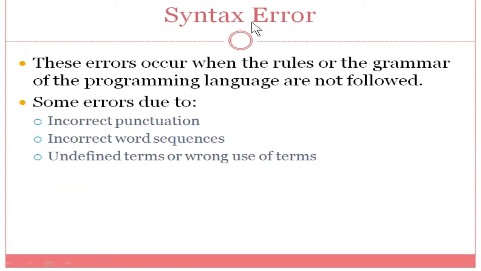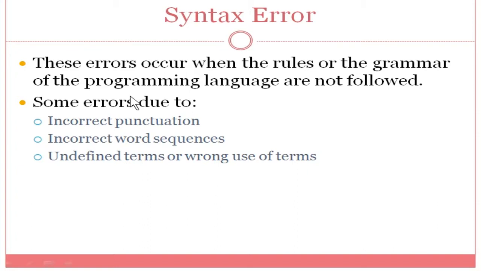So first we will see about syntax errors. These errors occur when the rules or the grammar of the programming language are not followed. There are some rules, or you can say a grammatical way of writing it. You have to follow some rules to form statements in a Java program. If you don't follow that, if you miss out something, then it is identified as a syntax error.